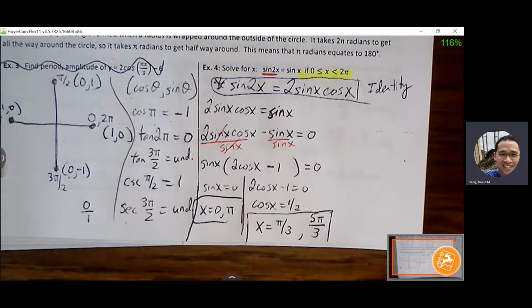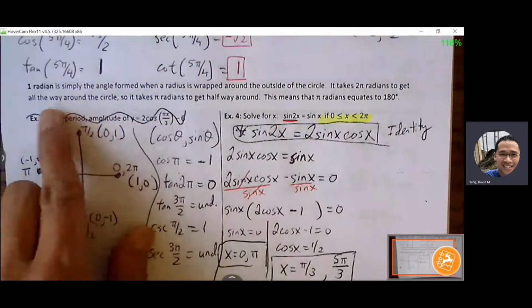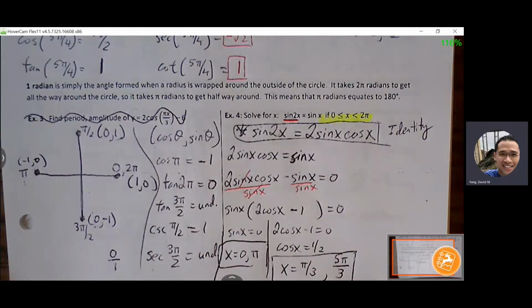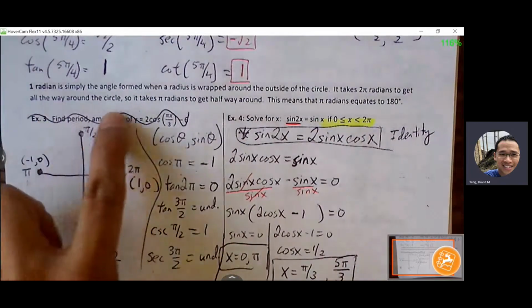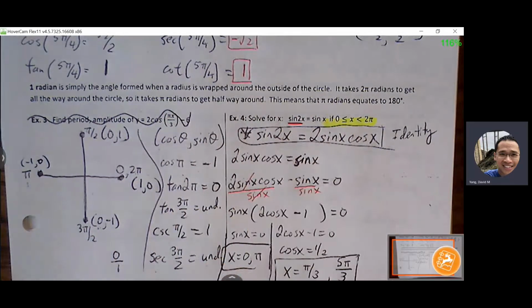Okay, so I want to do a few more of these problems, but I want to just do a little bit of a review here. Kind of talk about what a radian is. We're dealing with radians, and I want to make sure that we have a visual understanding of what it means. So a radian is just the angle formed when the radius is wrapped around the outside of the circle. I know that we feel like, oh, we have such an easier time thinking in terms of degrees, right? Like what is a radian? So it takes 2 pi radians to get all the way around the circle. So it takes pi radians to get halfway around. This means that pi radians equals 180 degrees.